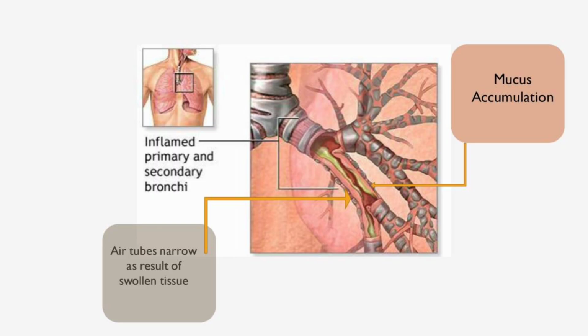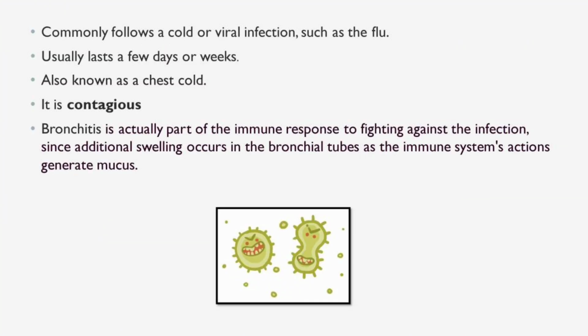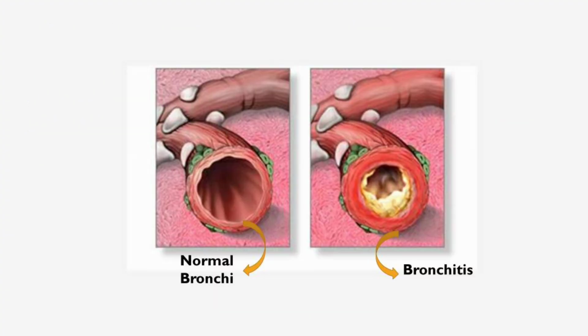Bronchitis, on the other hand, affects the bronchial tubes, which are the airways that carry air to and from your lungs. These tubes become inflamed and swollen, often due to a viral infection or exposure to irritants like smoke. Bronchitis causes these tubes to produce excess mucus, leading to a persistent cough and difficulty breathing.